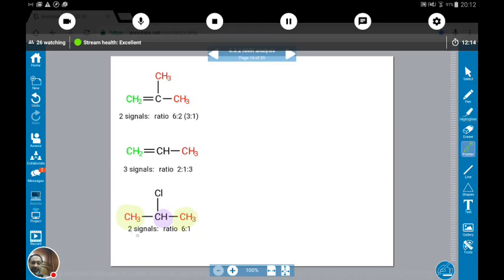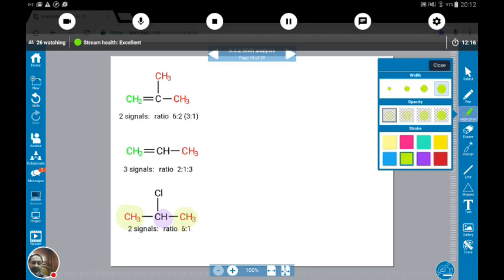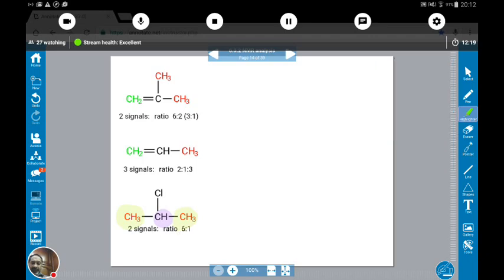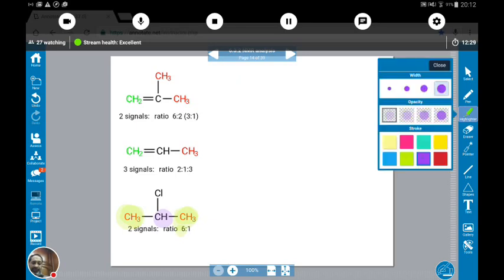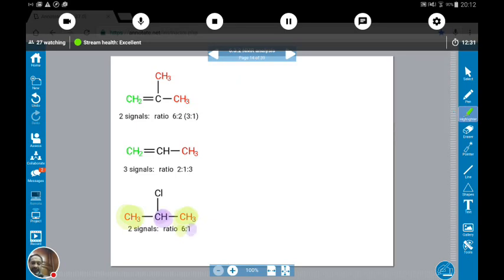Now, the ratio of 6 and 1 comes from this 6 over here, which is again responsible for the CH3 here and the CH3 over here. And the 1 in the ratio over here is this one over here. So that explains to some extent how many signals we get and what the height of each particular signal represents. Again, the height of each particular signal represents how many hydrogens are present for that particular peak.